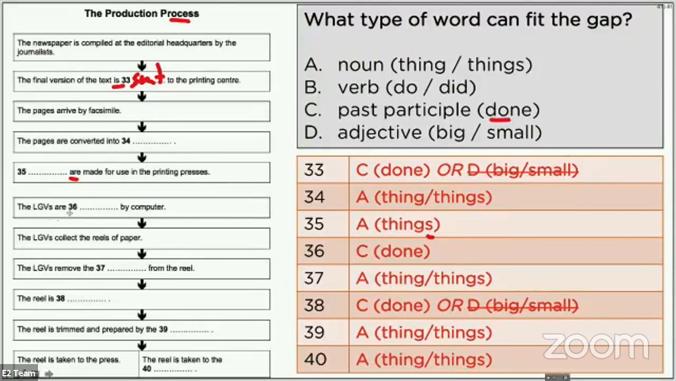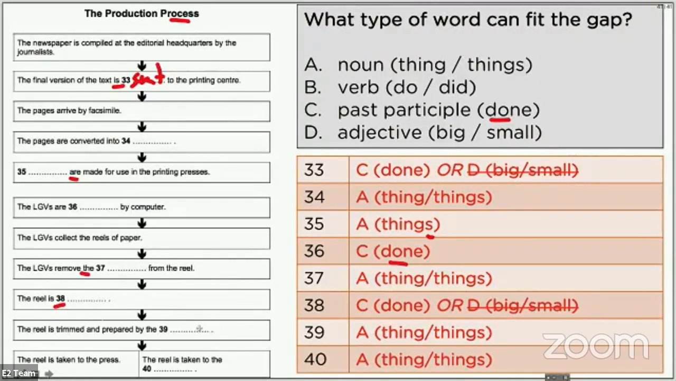What about 36? The LGVs are something by computer. 36 has to be a past participle as well, okay? Are done, are sent, are given, are broken, are whatever. But at least you know the type of word. 37, the LGVs remove the something from the reel. Okay, this has to be a noun. So 37 could be remove the box from the reel, remove the string from the reel, or the strings. Could be a singular or plural noun.